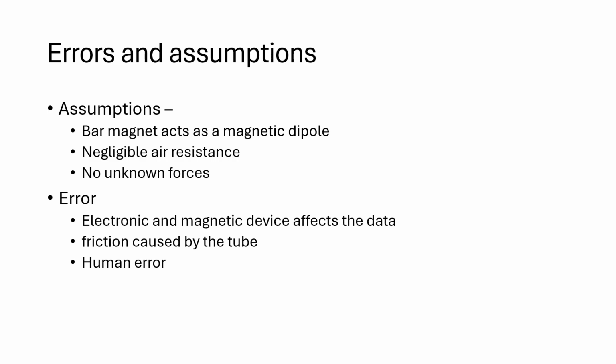For some possible errors that we could have made, electronic and magnetic devices could have affected the data of our bar magnet, as well as the fact that there could have been friction caused by the tube as the bar magnet went through the tube. There could have also been some human errors in calculating the data and the time.